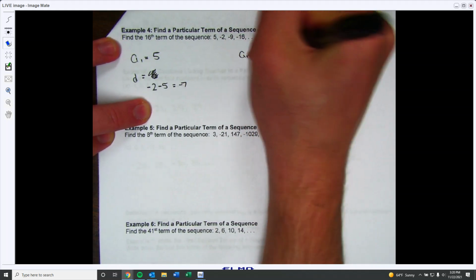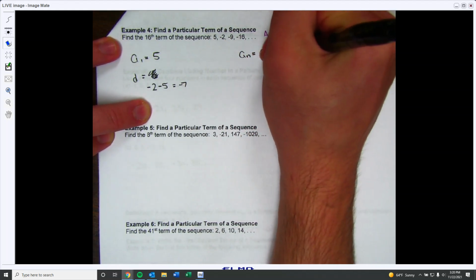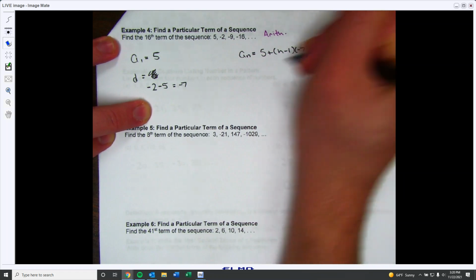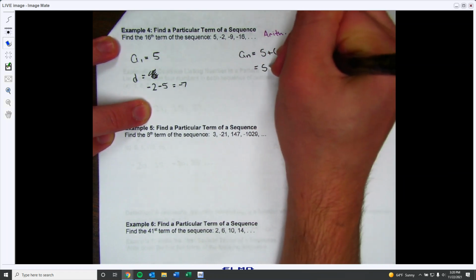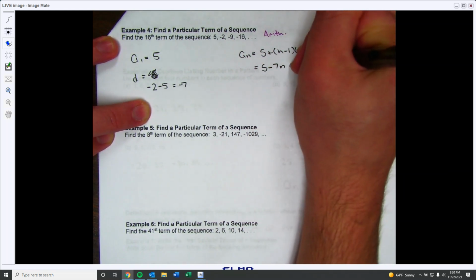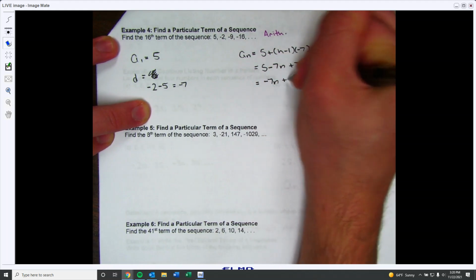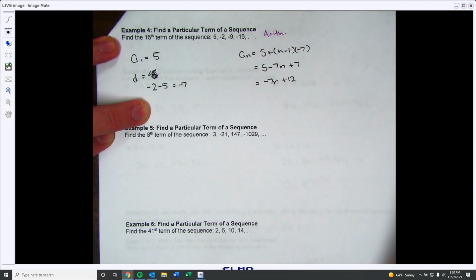All right. So an is going to equal 5 plus n minus 1 times negative 7. So I have 5 minus 7n plus 7. And that gives me negative 7n plus 12. Okay, so that is my formula for this one.